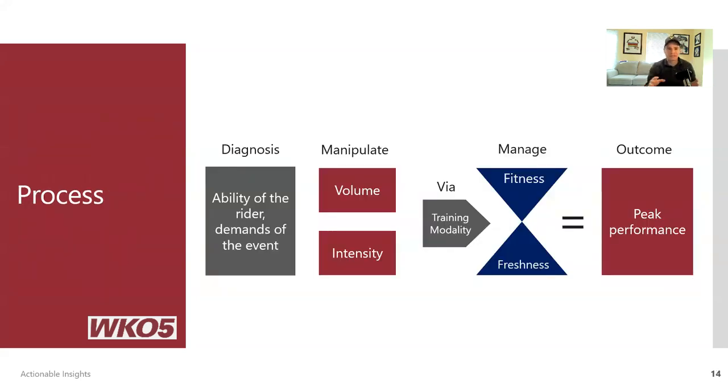Now, what is a process? And this is my process. And I put together some X's and O's, right? Some squares and arrows. And PowerPoint design probably isn't my strong suit, but I think this explains it pretty well. When we look at the process of annual training, right, it all starts with a diagnosis. And that diagnosis is based on ability of the rider, demand of the event. We then manipulate volume and intensity via a specific training modality while we manage fitness and freshness, all leading to the desired outcome of peak performance. So this is the basis of my process.